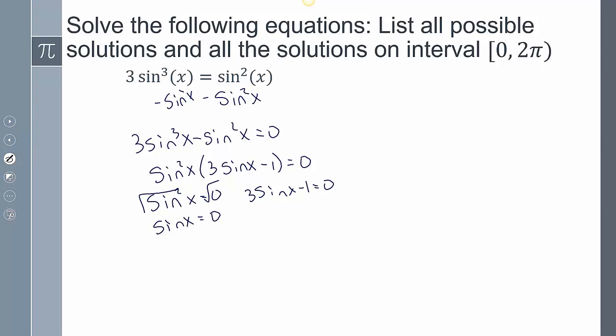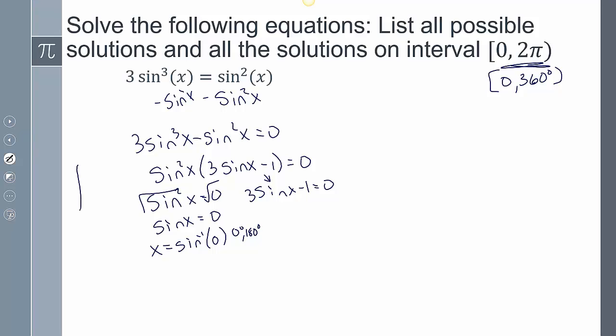Now where my sine is going to be 0, if I take the sine inverse of both sides, it's at 0, and we're going to do degrees. I know it says 0 and 2 pi radians, but I'm going to do 0 and 360 degrees because this is not going to be a value on the unit circle. So 0 degrees and 180 degrees.